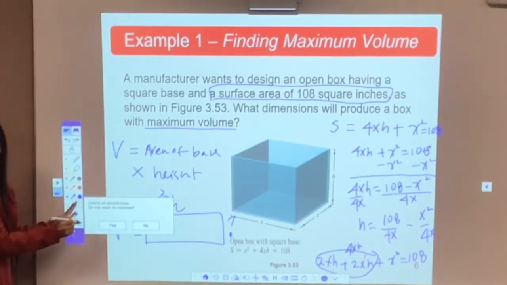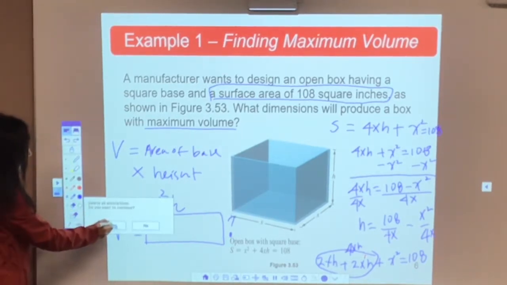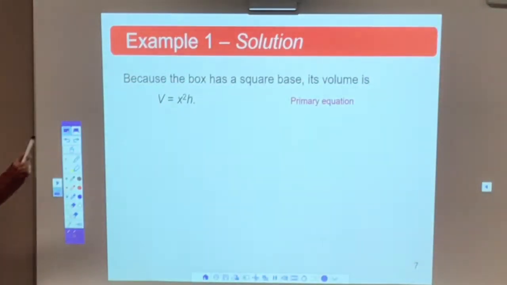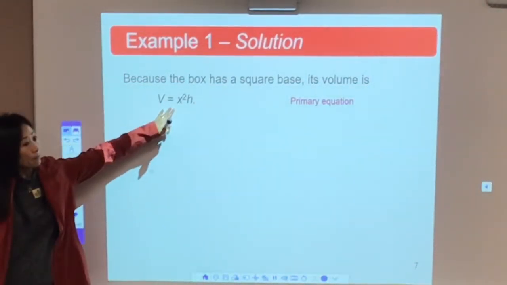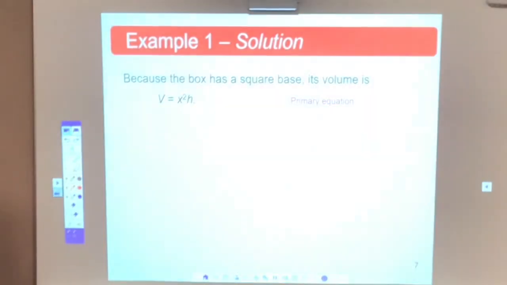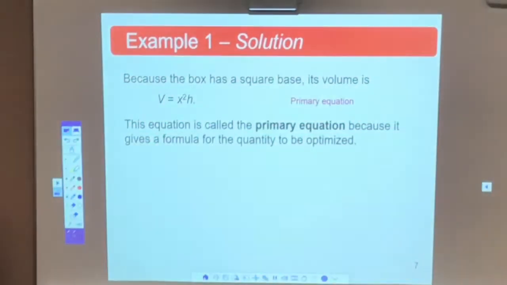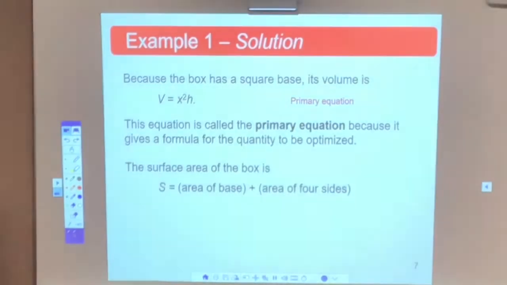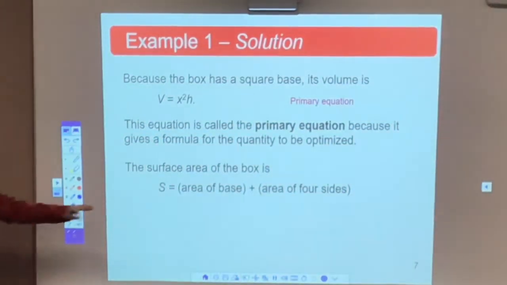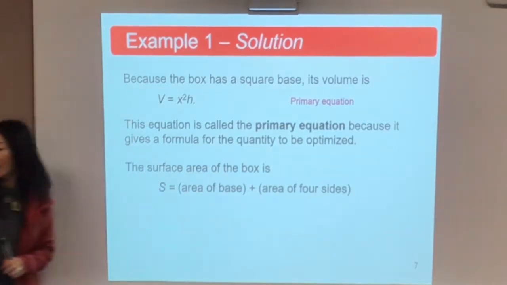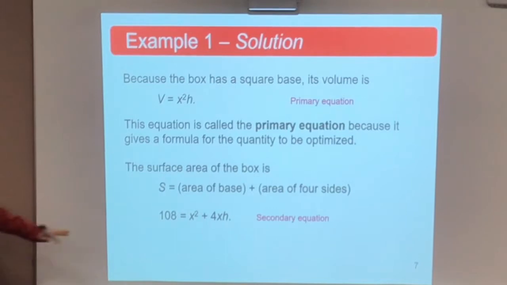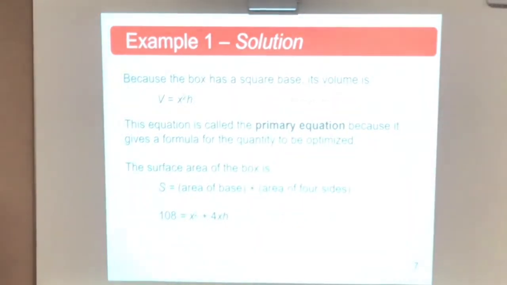All right, can I erase now? Because I want to go to the next page. All right, you come to the next page. So does everybody understand where this came from? Right, the volume? Okay. So we understand that the surface area is the area of the base plus the area of the four sides, which we drew a picture for. So that's why you get this. Is everybody with me? Okay.